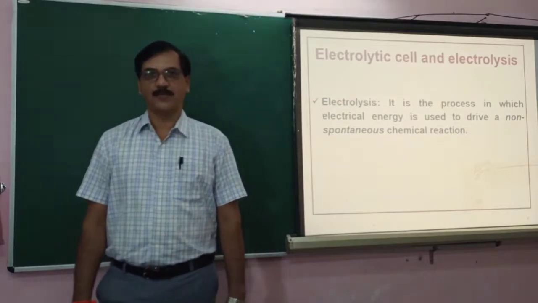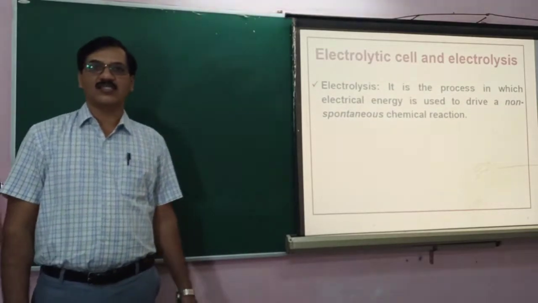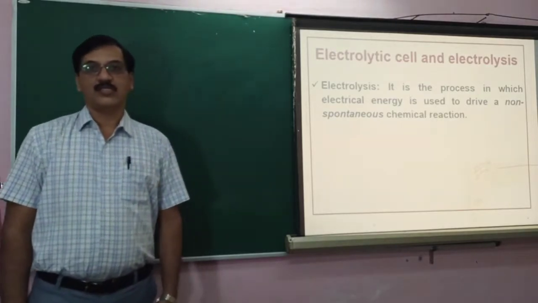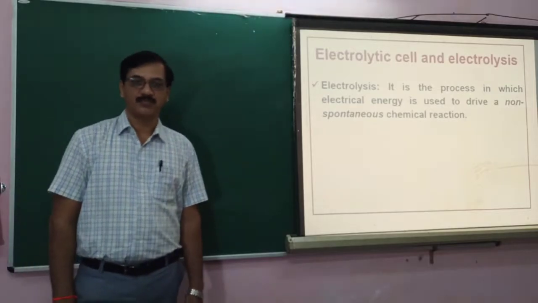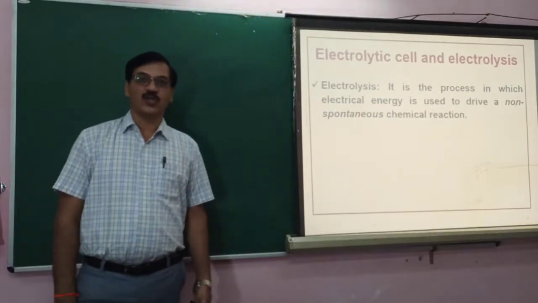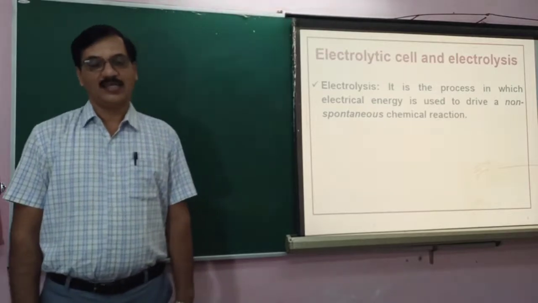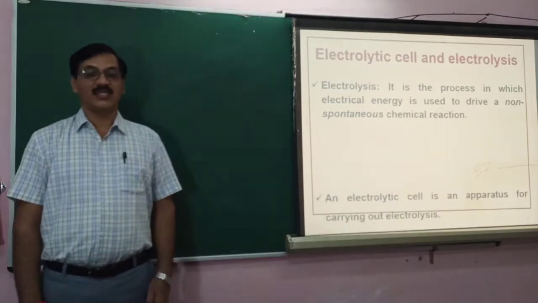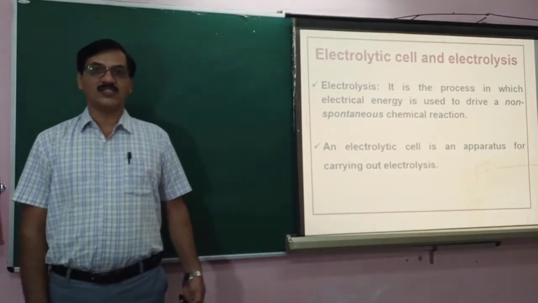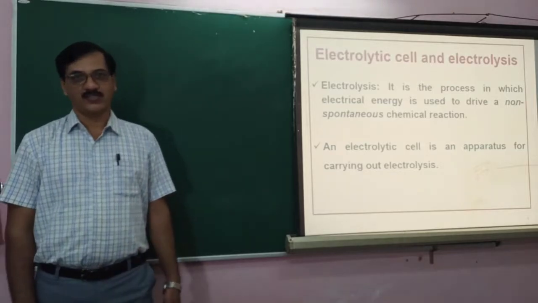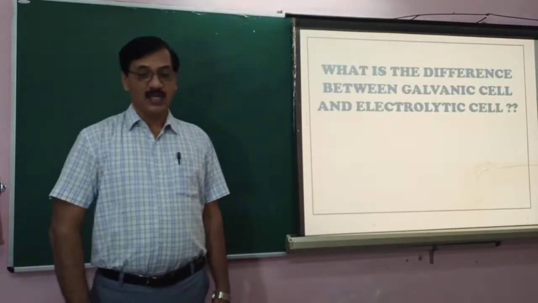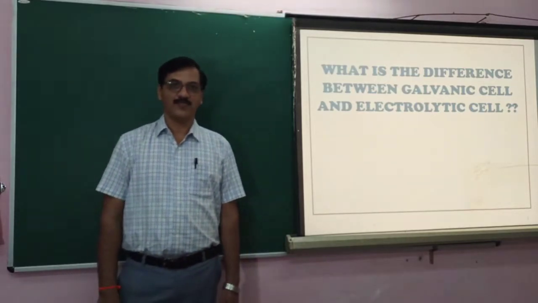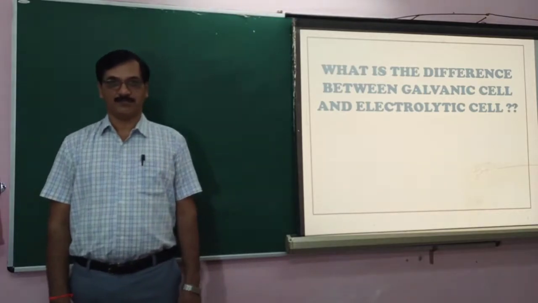Let us try to see more about the electrolytic cell. What is electrolysis? Electrolysis is the process in which electrical energy is used to drive a non-spontaneous chemical reaction. A chemical reaction which otherwise won't occur is made to occur by the passage of electrical current. And the electrolytic cell is the device or apparatus which carries out the electrolysis. Now the question arises, what is the difference between a galvanic cell and an electrolytic cell?